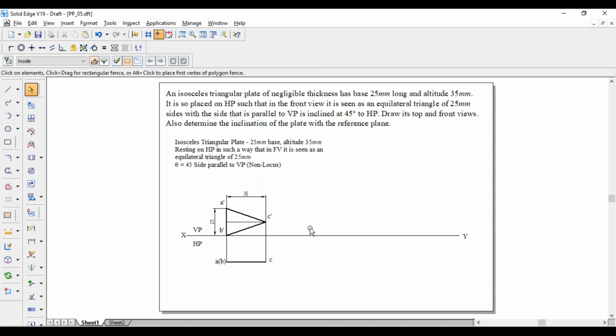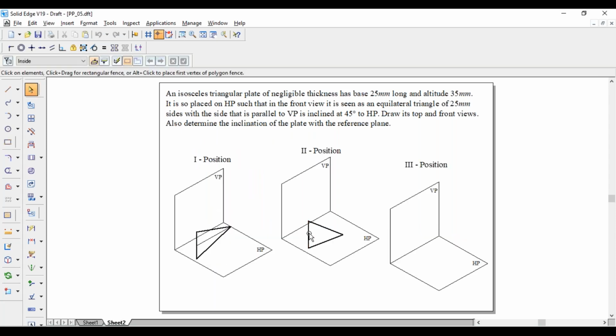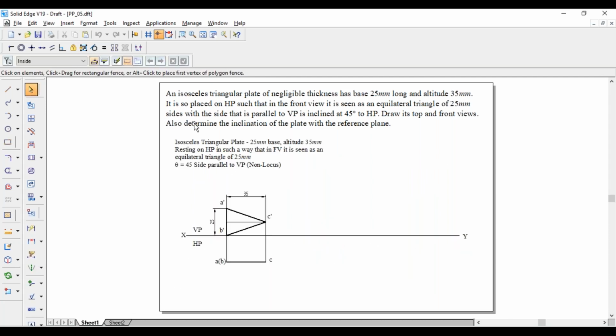Coming to the second position, he has given that this isosceles triangle should look like an equilateral triangle of 25 mm side in the front view. So this is 25 mm, and this will not change because this line is parallel to VP. Only these two edges will change in length, and that has to be 25 mm. Why? Because it is an equilateral triangle. Equilateral is nothing but all the sides are the same.